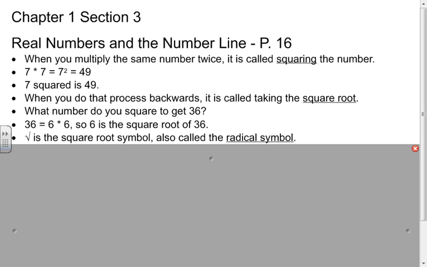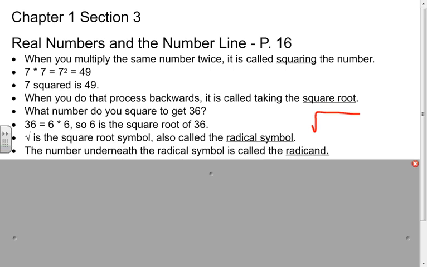That little check mark looking thing at the beginning there, that's called the square root symbol, also called the radical symbol. Sometimes it looks a little different, not just a check mark, but a check mark looks kind of like the division sign if you were doing long division. Both of those things mean the square root symbol. The number underneath the radical symbol is called the radicand. That's just a definition. Okay? Let's look at a few problems.